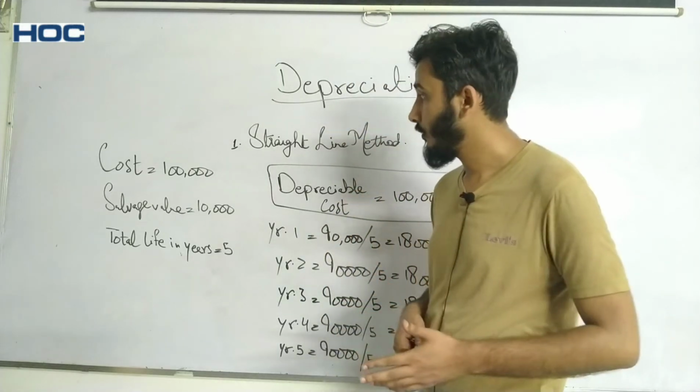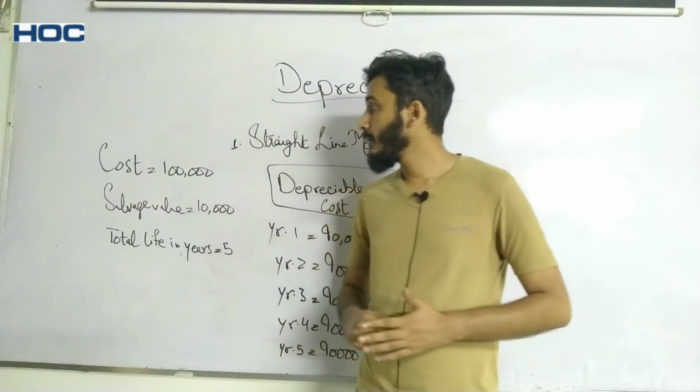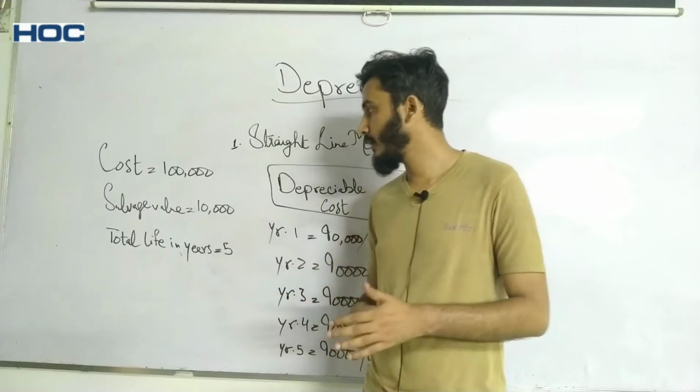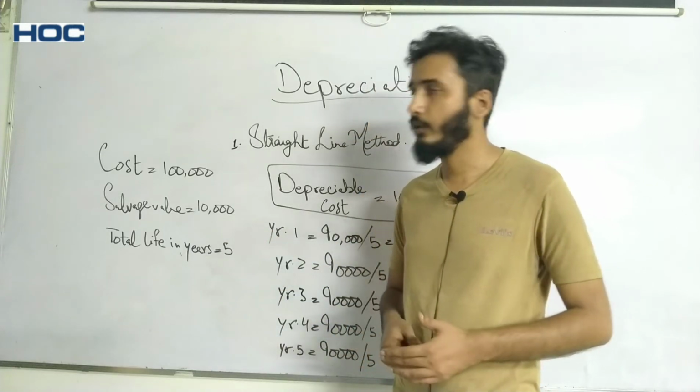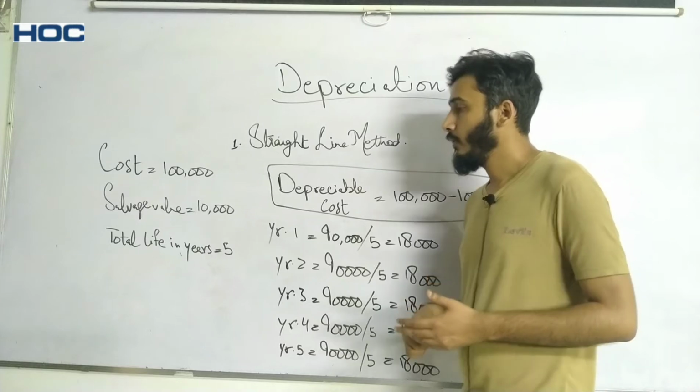Okay, so here we have a question. Cost is 100,000, salvage value is 10,000, and the total useful life in years is 5.